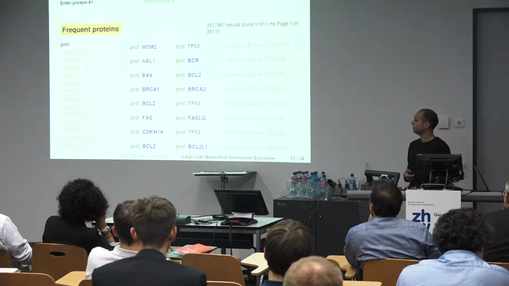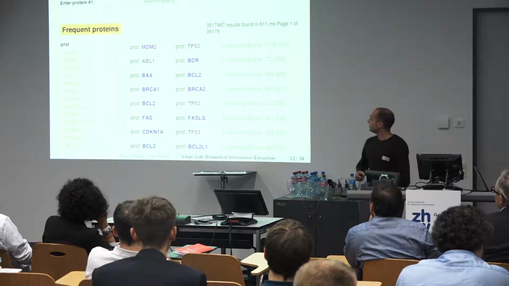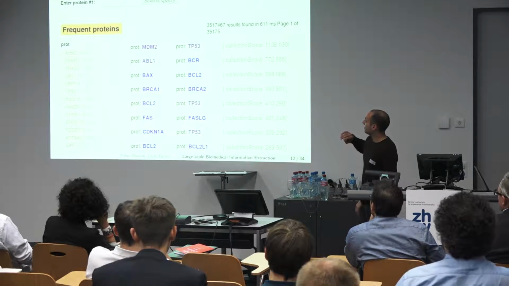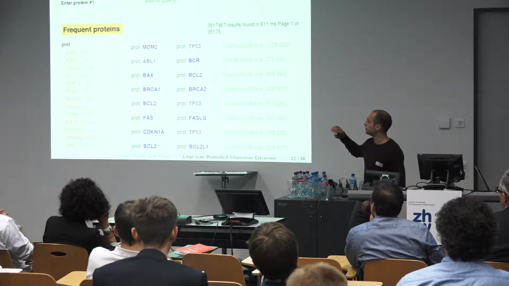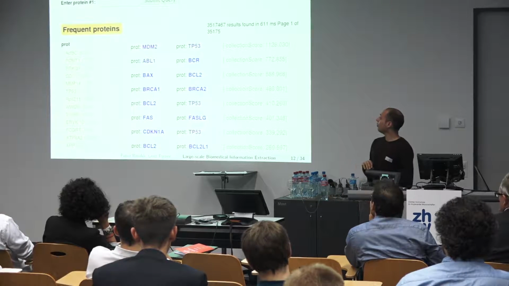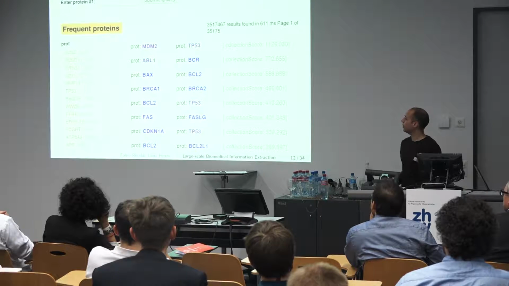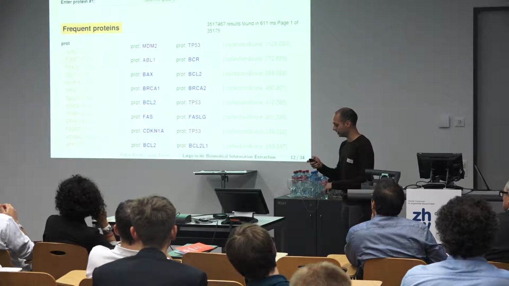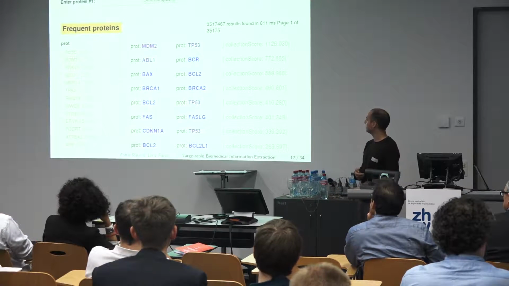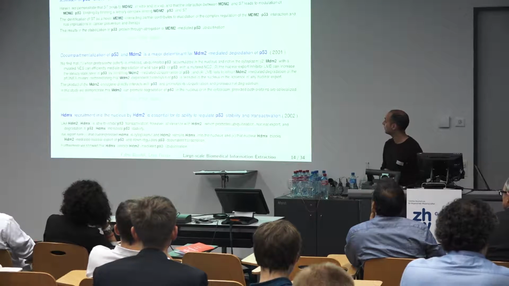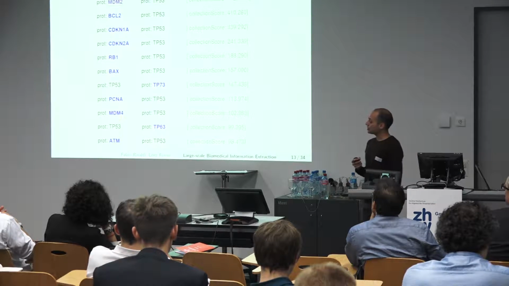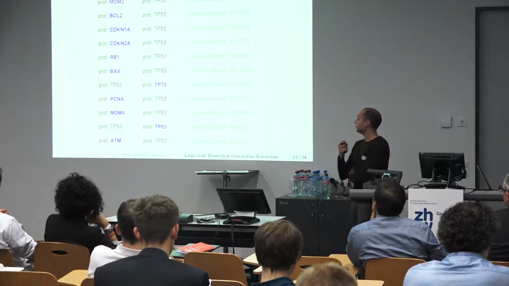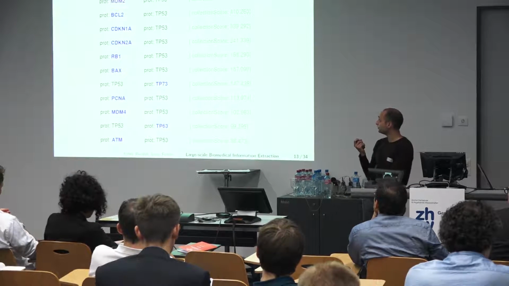Let's just have a look at the search interface. This is the entry page. One can either enter the name of a protein in the top search field or just click one of those top ranked proteins which are listed here. We will now go for TP53, which is a protein that plays an important role in cancer.